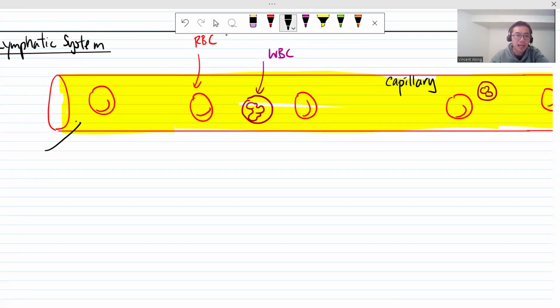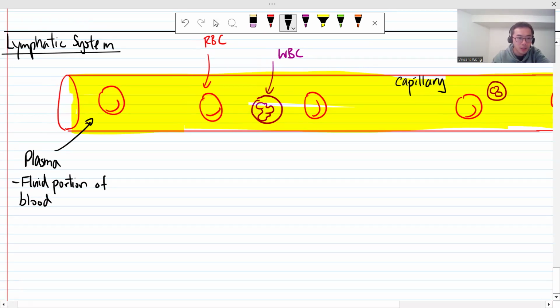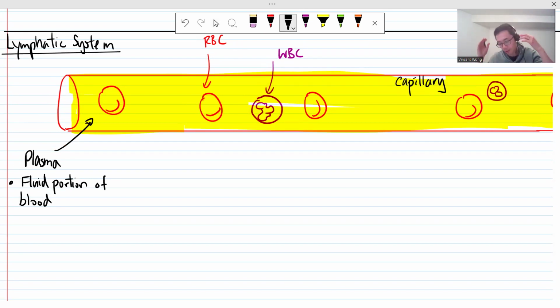Okay, so we're going to go plasma, which is the fluid portion of blood. Mostly water with dissolved minerals and ions. There are a bunch of plasma proteins in it, like albumin, you might remember. We have clotting factors like fibrinogen, prothrombin, and so on.